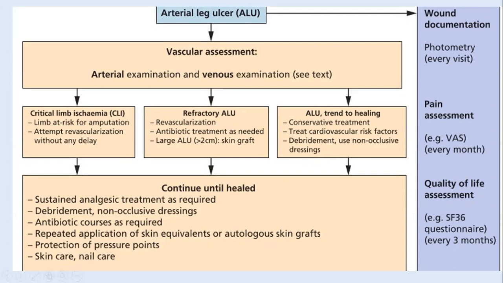Wound documentation is a must by photograph at every visit, pain assessment, and QOL assessment. Then vascular assessment is important, and conservative treatment in case of normal ankle pressure, and treat the cardiovascular risk factors and debridement. And in case of refractory arterial leg ulcers, revascularization should be attempted, antibiotic is needed, and skin graft for large ulcers. In critical limb ischemia, amputation may be done if there is no other way to treat it.